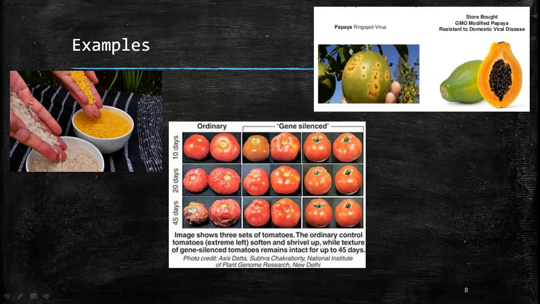Similarly, the rightmost picture shows the difference between the domestic papaya and genetically modified papaya, which is resistant to a common viral disease.